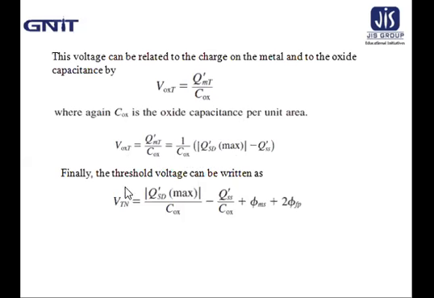Now, finally, the threshold voltage can be written as Vtn equals mod of Q prime SD max by Cox minus Q prime SS by Cox plus phi ms plus 2 phi Fp. That is the threshold voltage. Finally, we can write the threshold voltage equation like this. This is the threshold voltage of an ideal MOSFET.